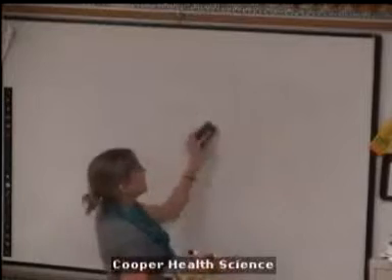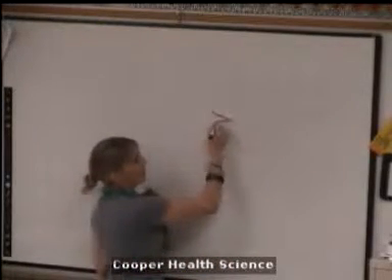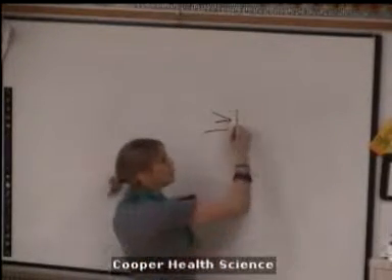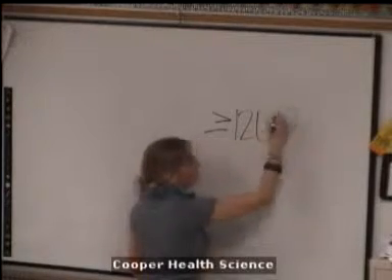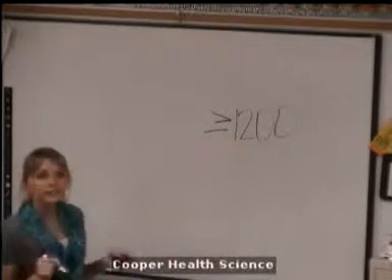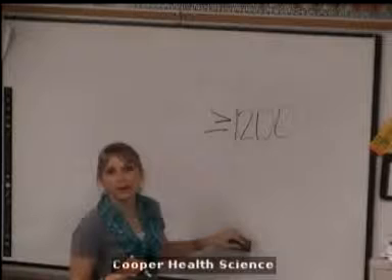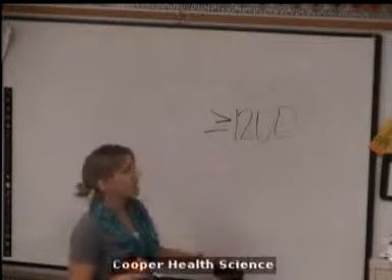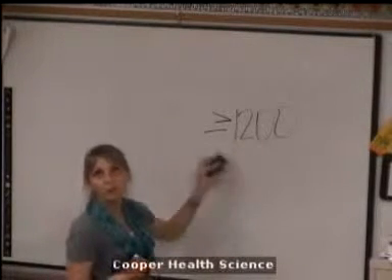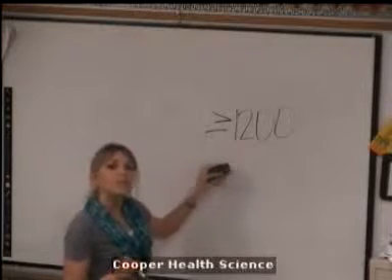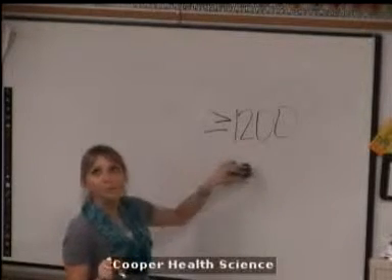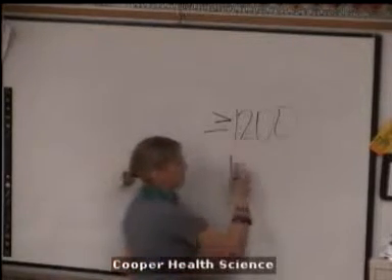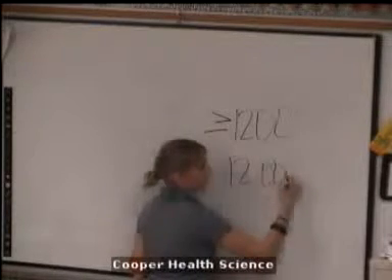If in military time it's greater than or equal to 1200, it's always going to translate into p.m. in regular time. So if it's 1200 or bigger, then it's going to translate into the p.m. time period. So this is 12 p.m.